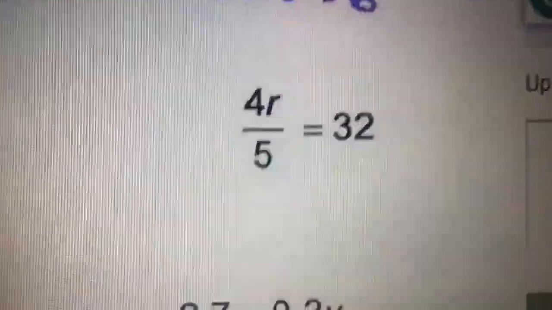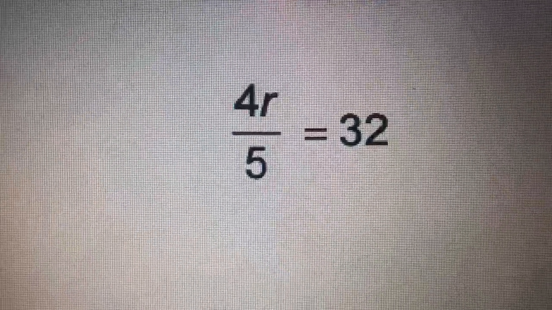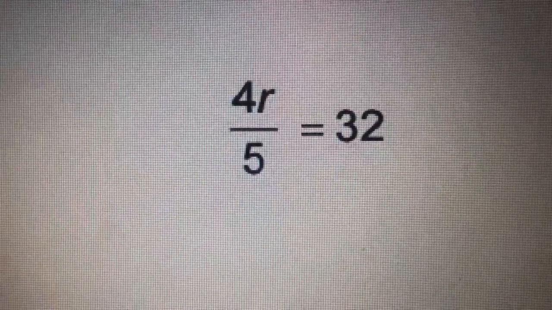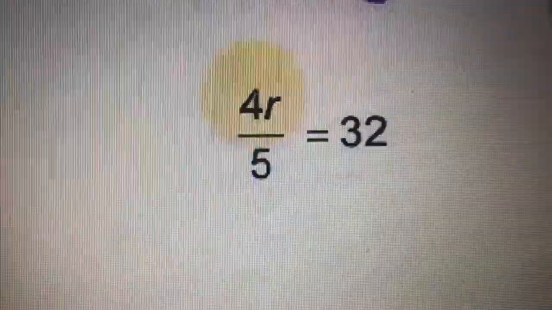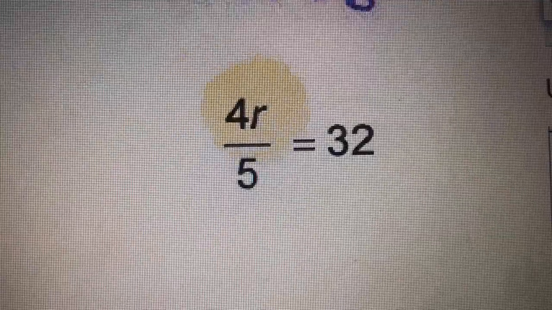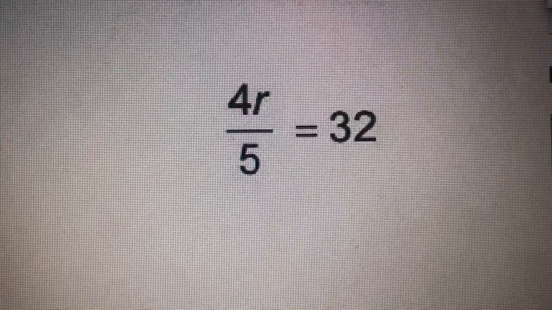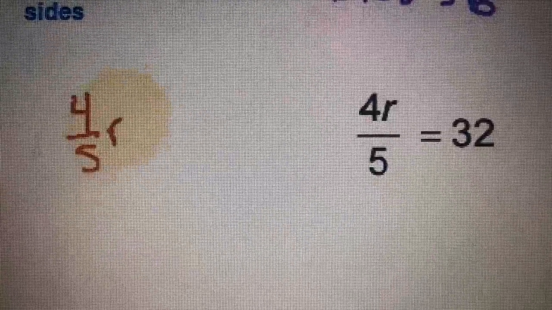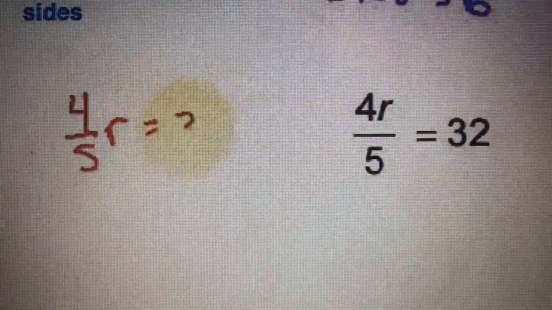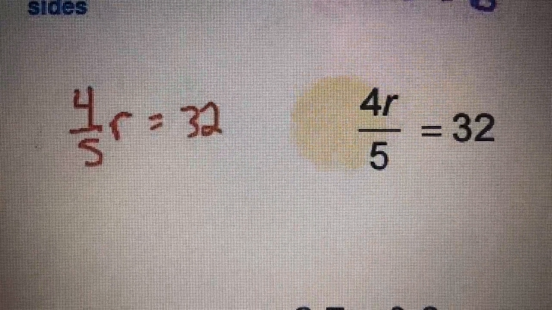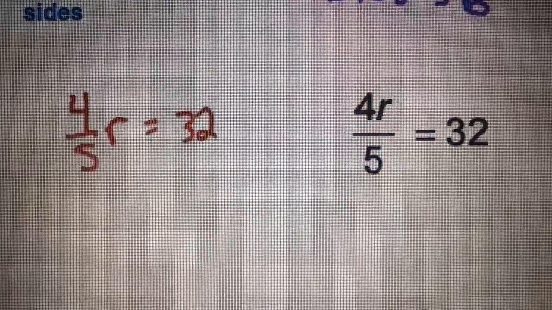That with a fraction involved. Okay, well, first of all, the initial reaction might be, and let me rewrite this over here and see if we can't get a better feel for this. I could write this as 4/5 times r is equal to 32. That would be the same thing as what I have written here.